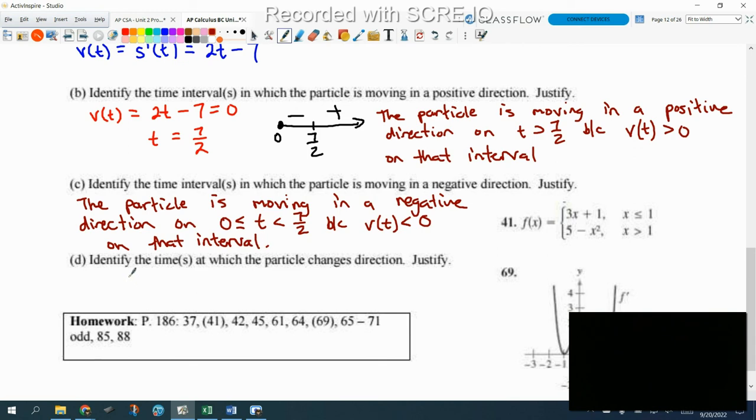All right, part D, identify the time or times at which the particle changes direction. Well, it was moving in the negative direction for this interval, then it switched to moving in the positive direction. So those could occur at your critical points. It won't always change direction at a critical point, but if it does, it will happen at one of those. And it does on this one. v changes from negative to positive, so our particle changes direction at t equals 7 over 2.